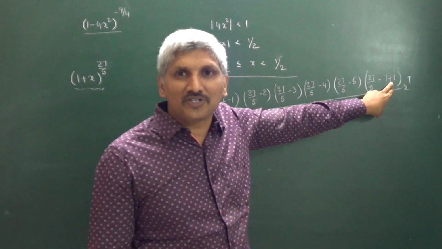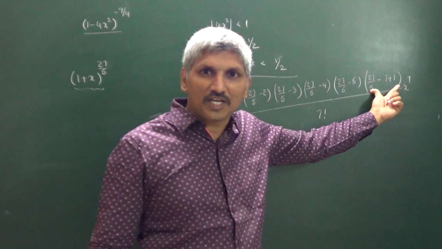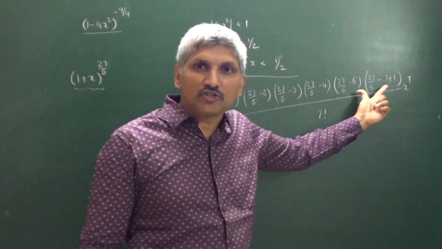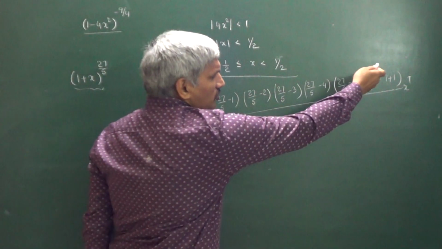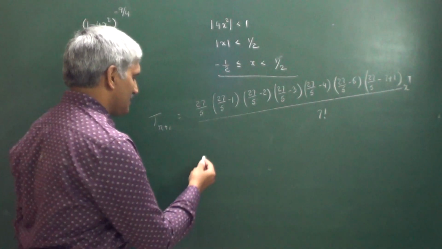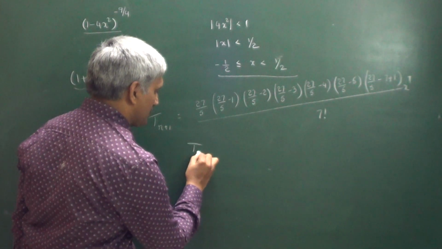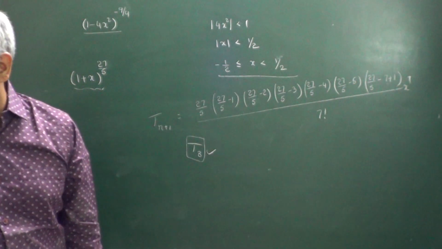Whenever r is equal to 7, we are getting the negative term. This value becomes negative, or not? But if this value is negative, the total value is negative. That's why when r is equal to 7, we are getting the first negative term. So I can say r is equal to 7 means the 8th term is the first negative term in this expansion.